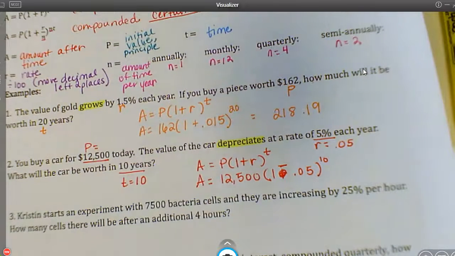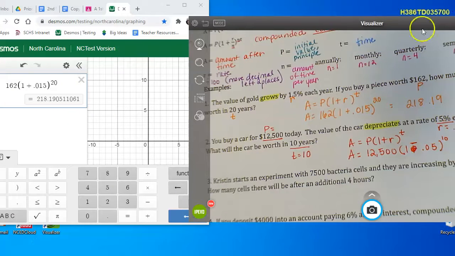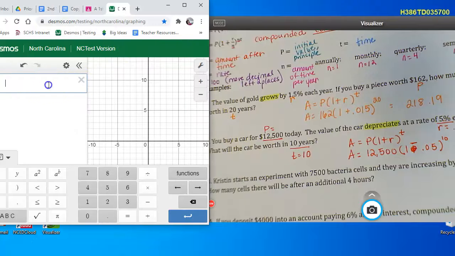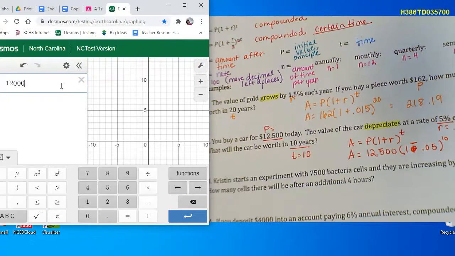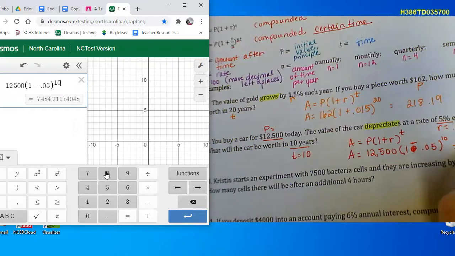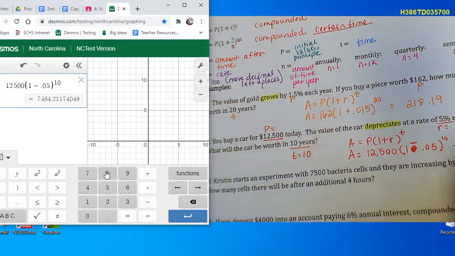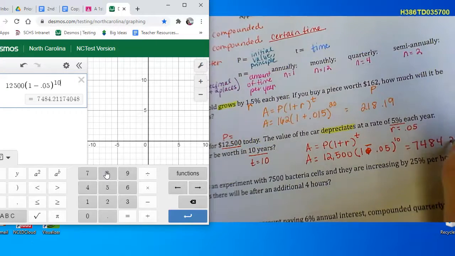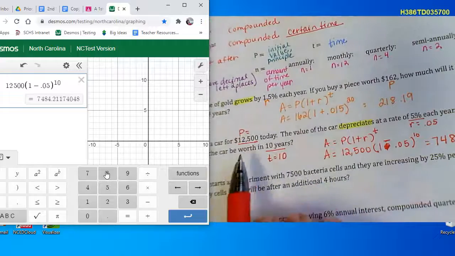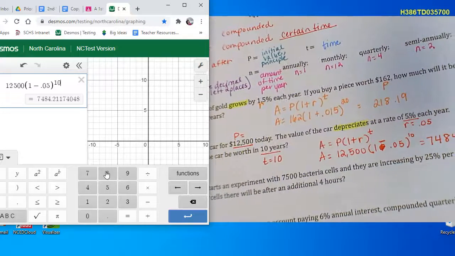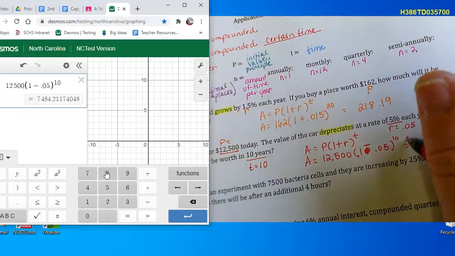So, let's put that in Desmos. $12,500, 1 minus 0.05, raised to the 10th. Remember, A to the B will put that power up in for you. And you get 7,484. So after 10 years, it's almost half of what it was worth. And that's what happens with cars. They decrease so fast.